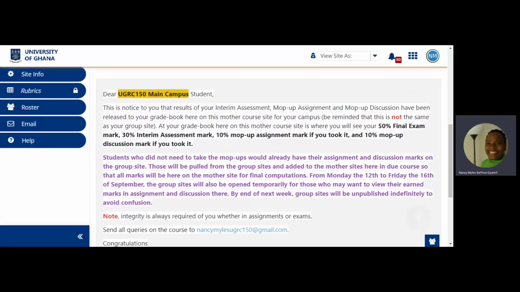Those who did the mop-up have your marks for the mop-up assignment one and the forum at the main course site. Your final exam will also be there. Your interim assessment will also be there. So the 50%, 30%, and the 10%, totaling 100, are all on the main course site. Then I go further to tell you that students who did not need to take the mop-ups would already have their assignment and discussion marks on the group site. Those will be pulled from the group site and added to the mother site in due course, so that all marks will be on the mother site for final computations.